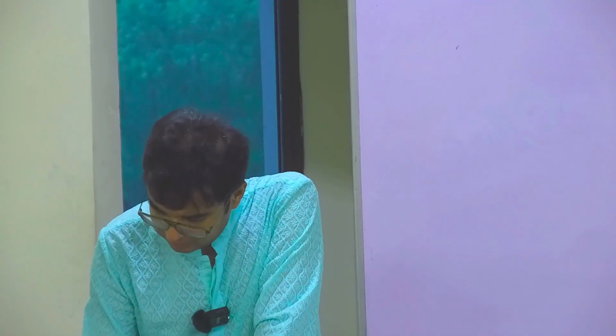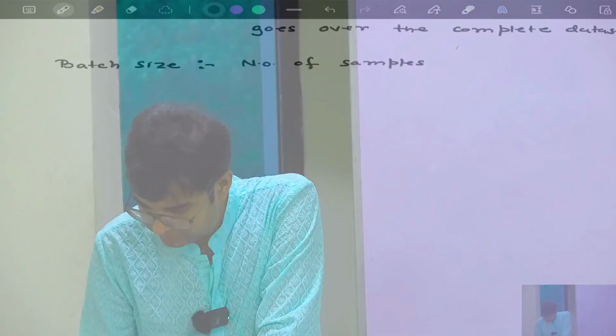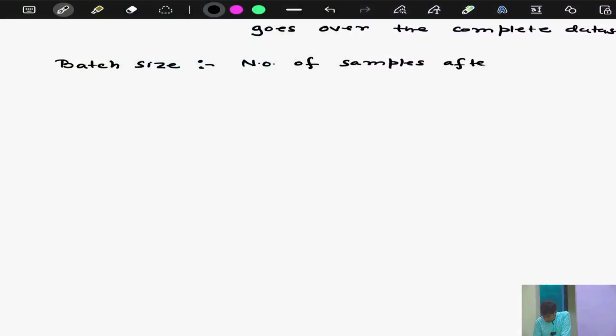Okay. So batch size is the number of samples after which theta is updated. Okay.